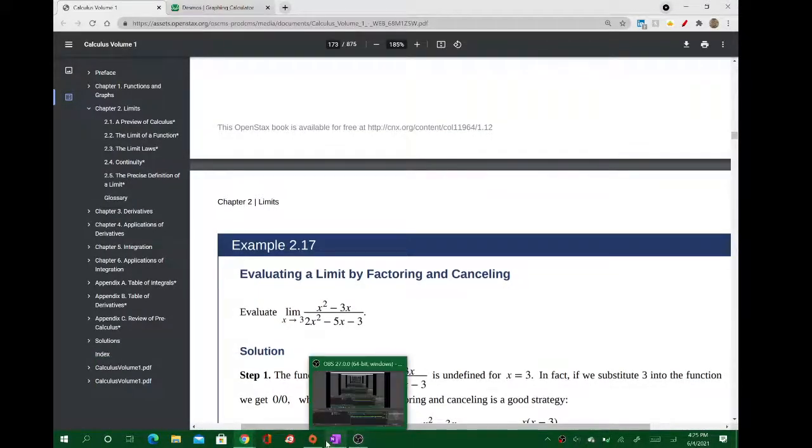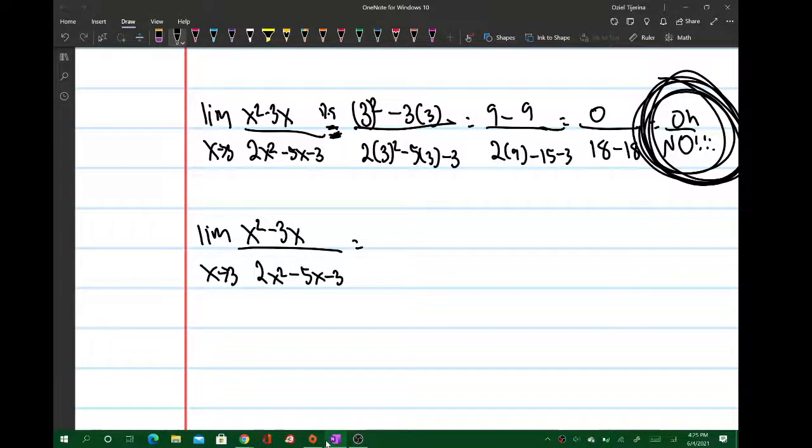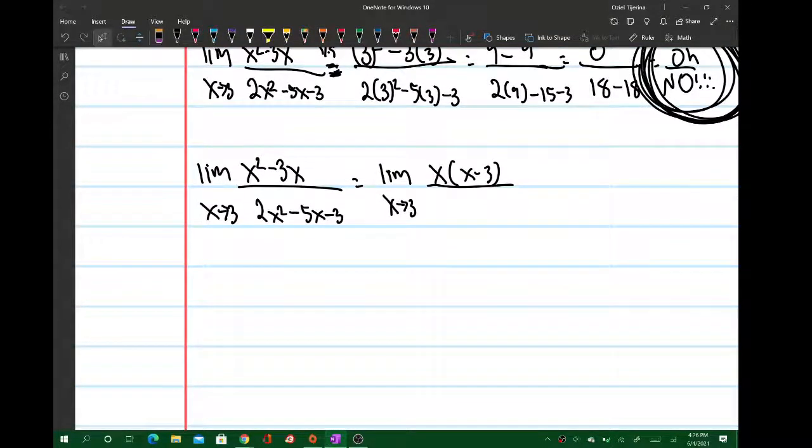Okay, yeah, it was x squared. So then you're going to go ahead and factor the top and bottom. The limit as x approaches 3 of x squared minus 3x over 2x squared minus 5x minus 3 is equal to the limit as x approaches 3 of x, we're going to factor an x out of here, x times x minus 3 over, and we're going to factor the bottom.